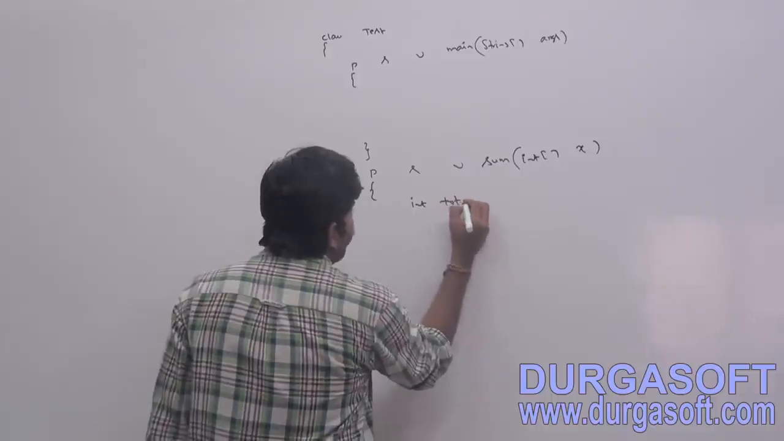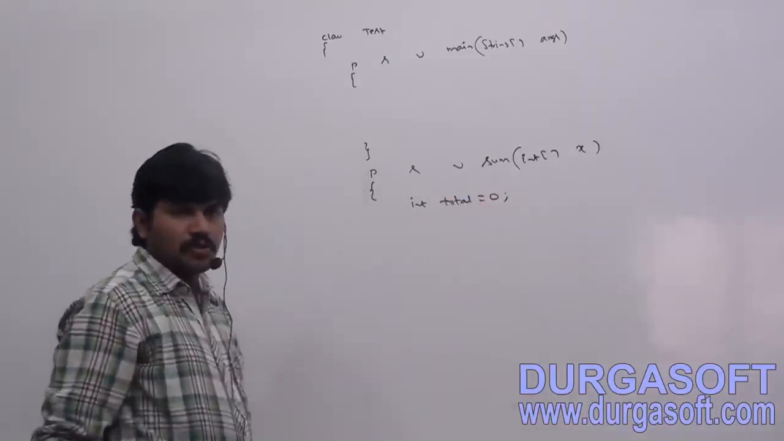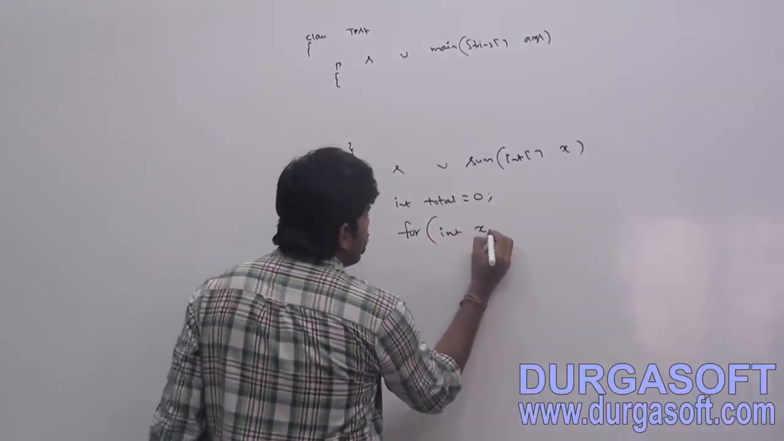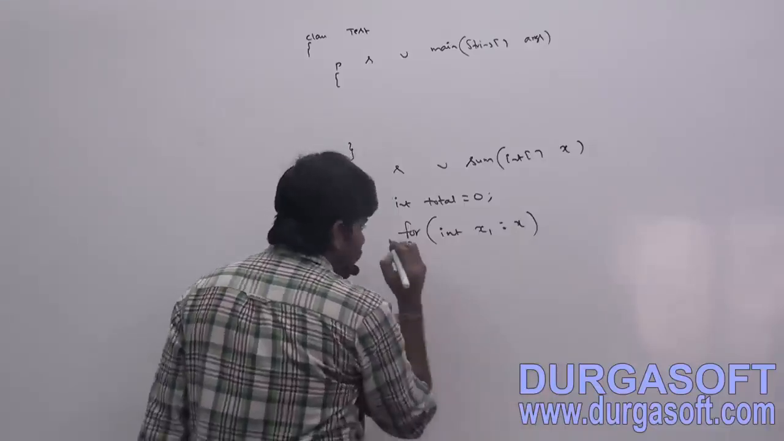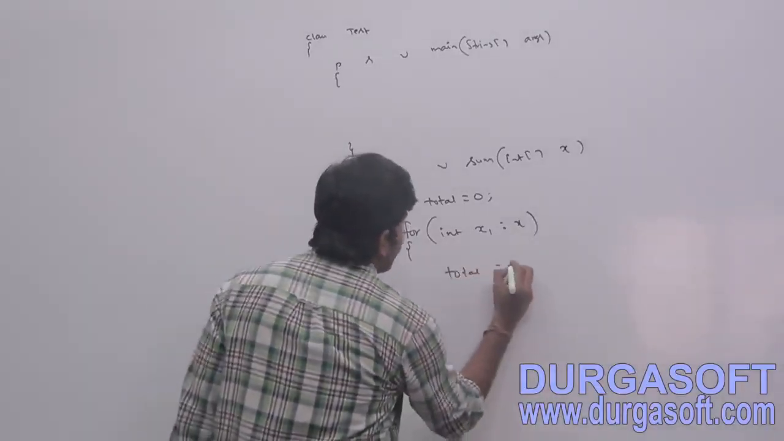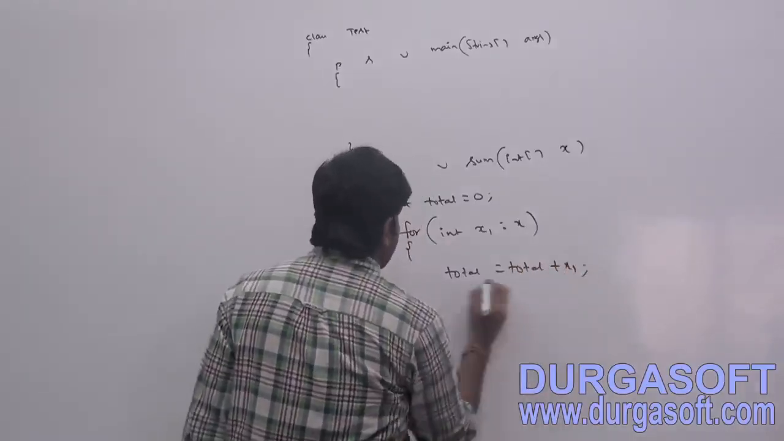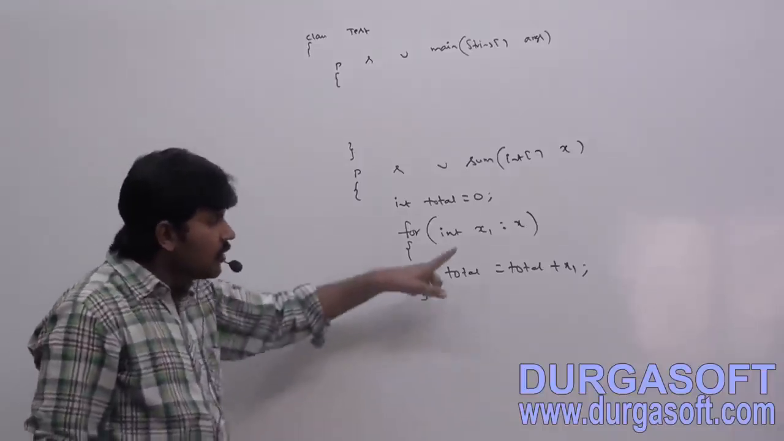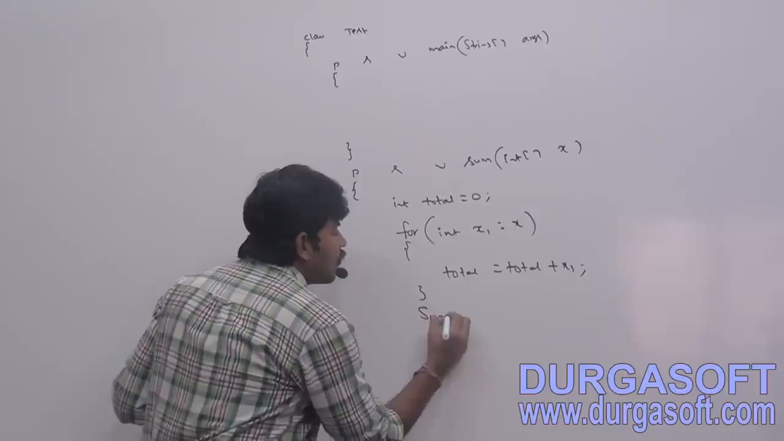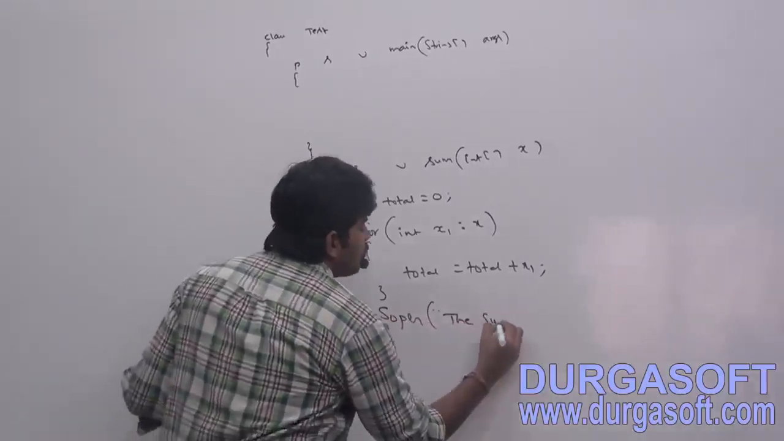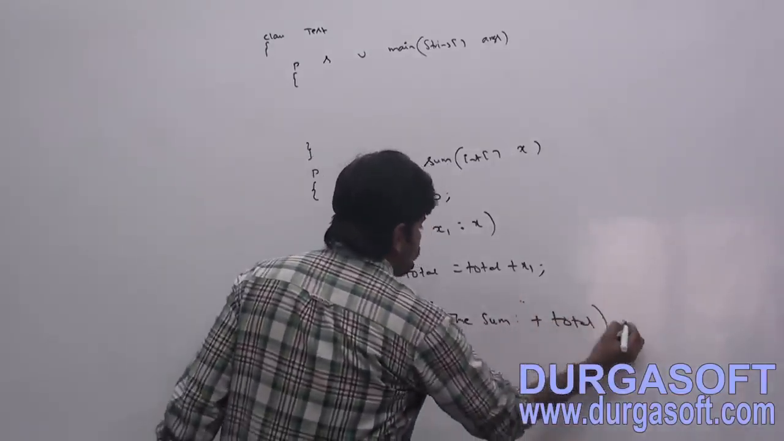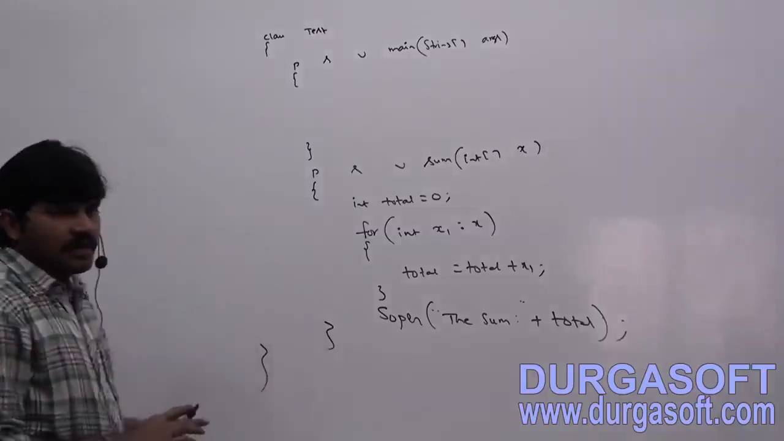Int total is equal to 0. For each int value x1 in x, total is equal to total plus x1. Then System.out.println the sum, the sum is total. End of this one. Very simple.